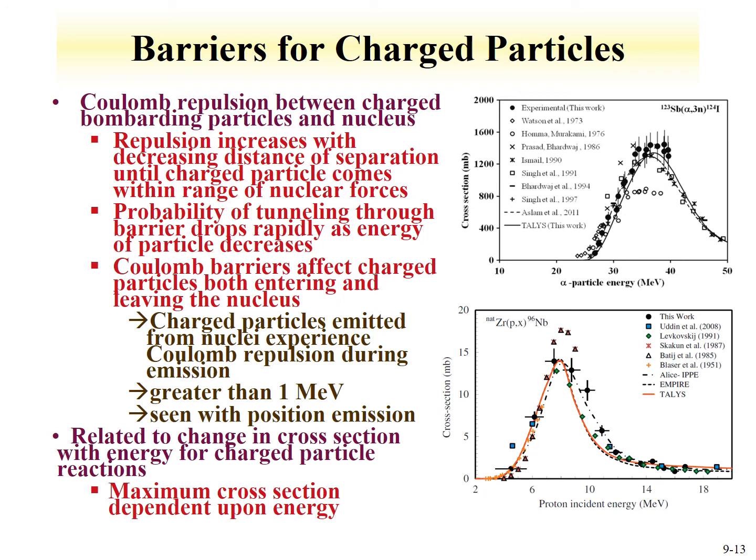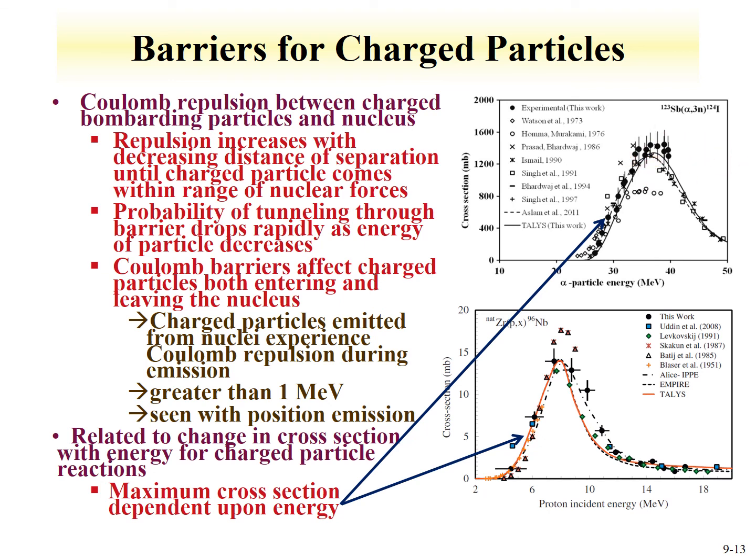Now, based upon what we've discussed on reactions, there are a few things that are demonstrated here. One is that we have this minimum threshold energy due to the Coulomb repulsion, and then there's also a maximum cross-section that is defined by a given energy at which the highest probability of the reaction occurs.